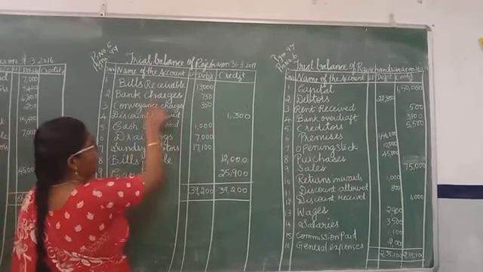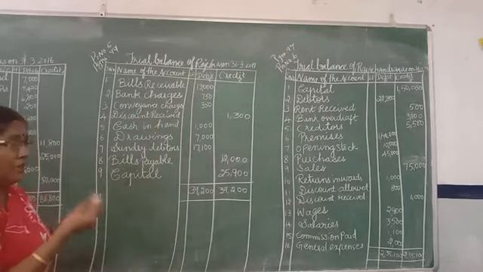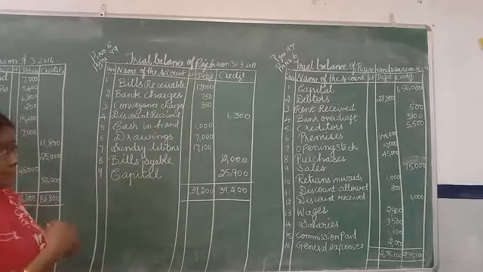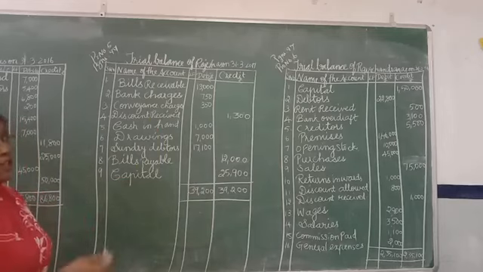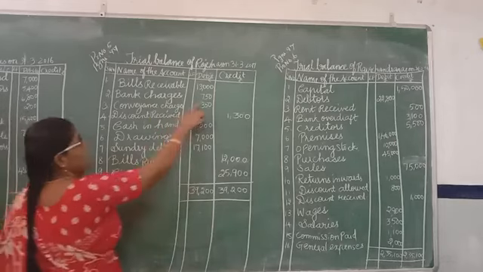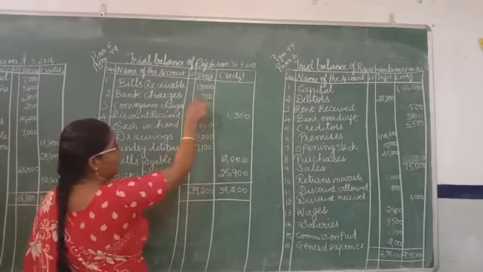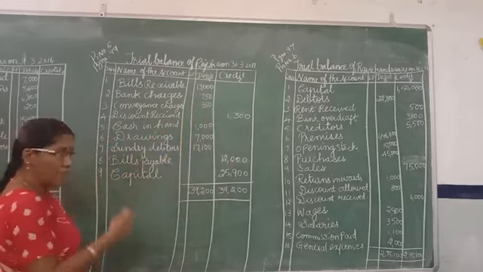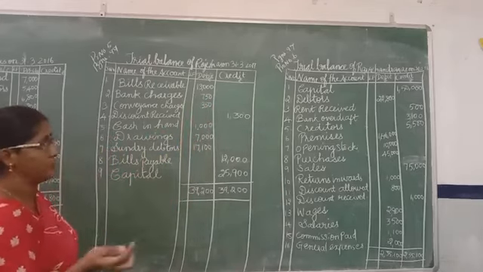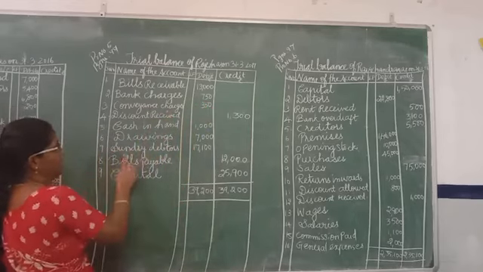Bank charges, they have given charges to us. So it is an expense. We have to pay the charges. So that 750 rupees is a debit. It is an expense. We have to pay to the bank. So it is an expense. So I have written it on the debit side.